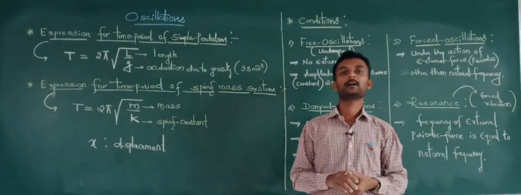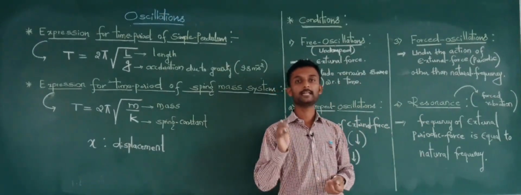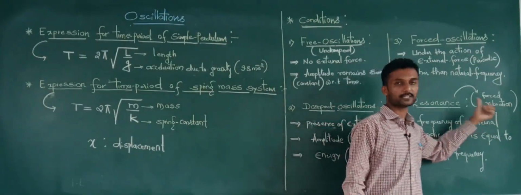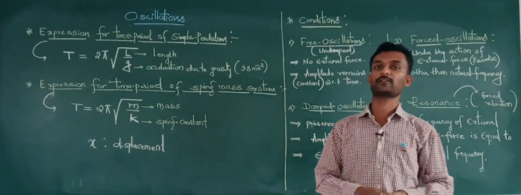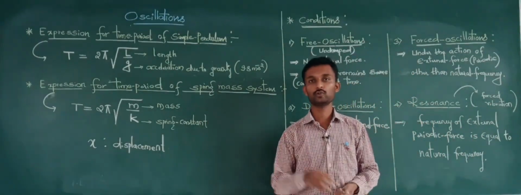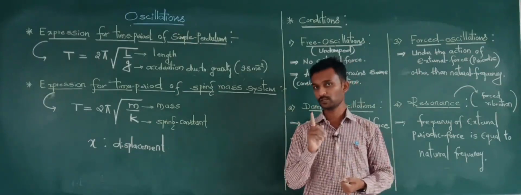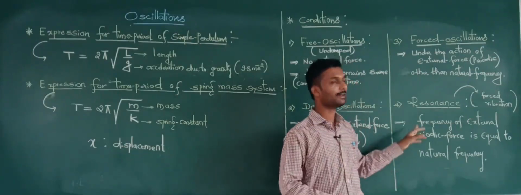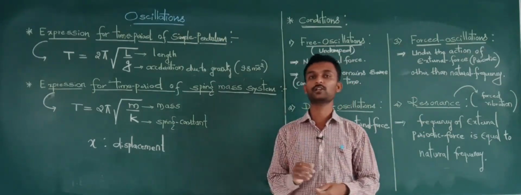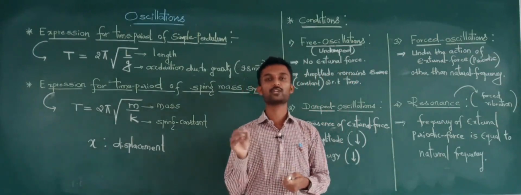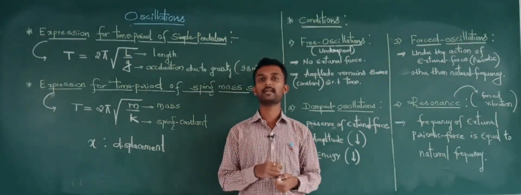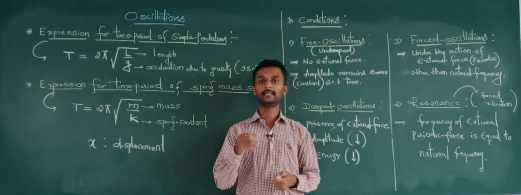And at last, resonance. Resonance is basically a phenomenon of forced vibration in which the frequency of the external force is always equal to the natural frequency. When the natural frequency is equal to the frequency of the external periodic force, the resonance condition is satisfied. These four conditions will be very helpful for your further examinations: second PUC theory as well as KCET, NEET and JEE.